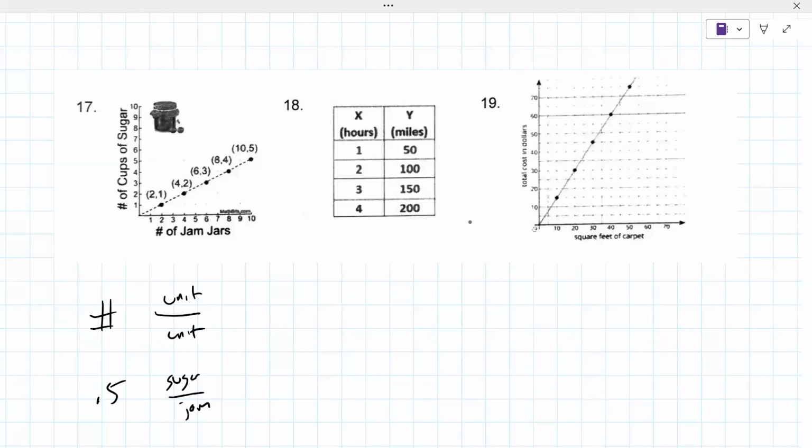The next one, what would you do? It's like we've been doing. Y over X. But doesn't it already give you it for one? It does, but you still have to write the answer. 1 hour, so 50 miles per hour. Yes. I know that last graph is hard to read, so just do the best you can on that.